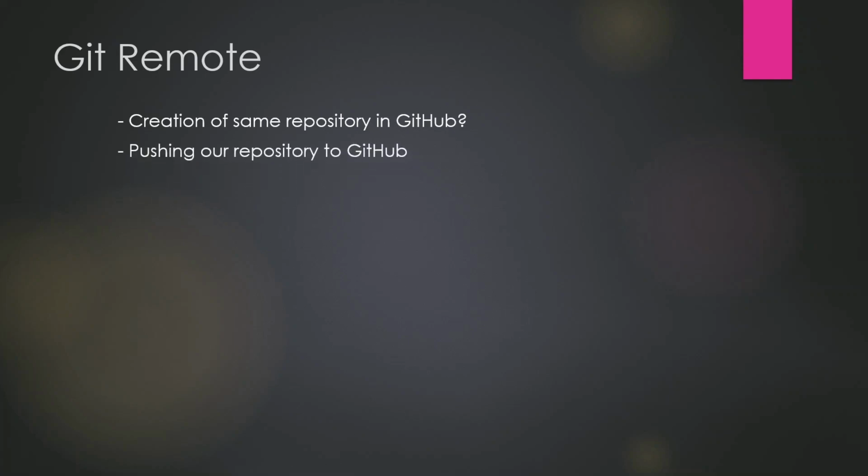So as you can see on my screen, today we're going to talk about Git Remote, in which there is a creation of the same repository in GitHub. So if you have been following my course, we have created a repository in our local, and then we are going to create the same repository in GitHub, and then we are going to sync both of them. Then we'll push our changes, whatever we have done, to GitHub. We'll do the initial setup before pushing because it's needed for the first time and it's a one-time process. And then pulling changes.